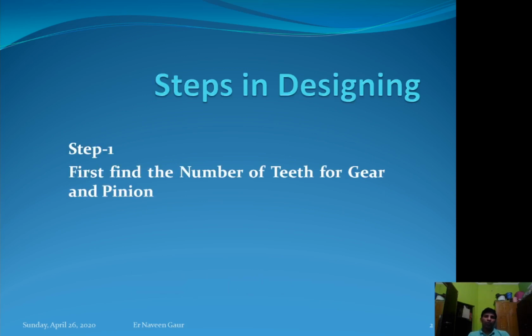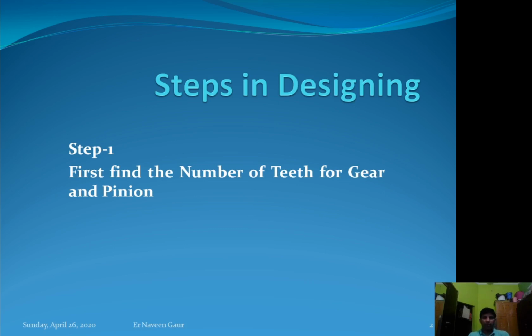So we can design a spur gear with the help of a few steps. If we solve the numerical problem step by step, then we may design any spur gear. Students, in this session I won't tell you about the formulas used for the spur gear, because you already have your data design book and the textbook with you. I will only tell you about the steps used in designing of spur gear.